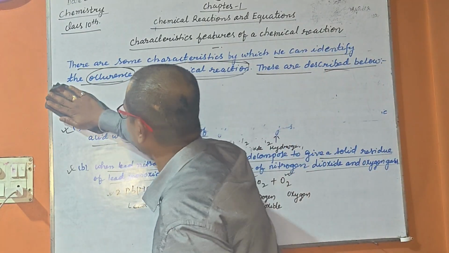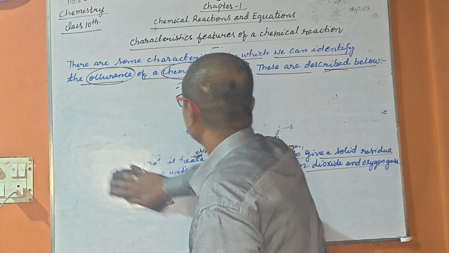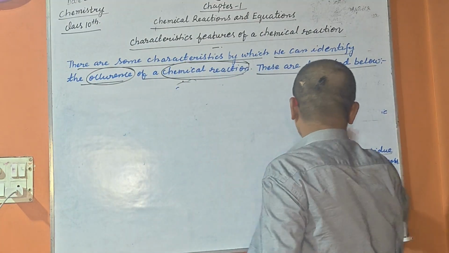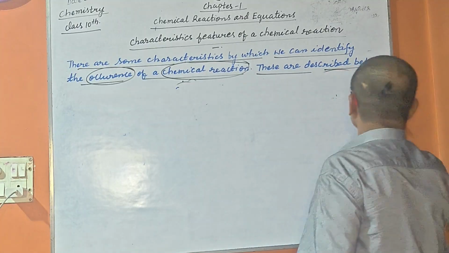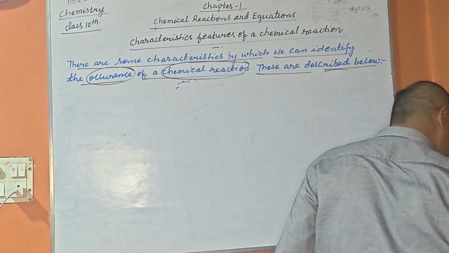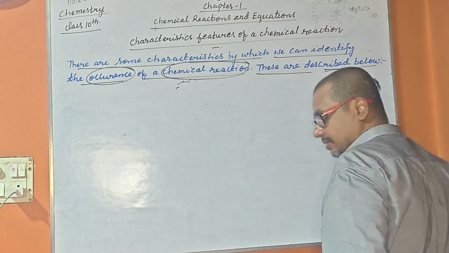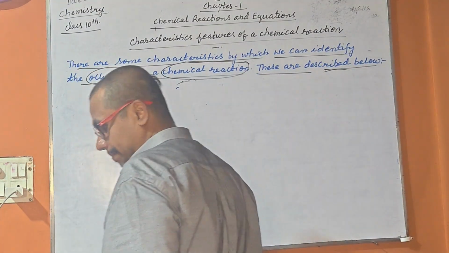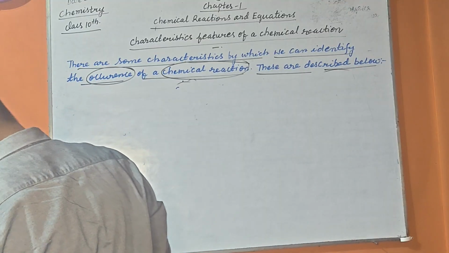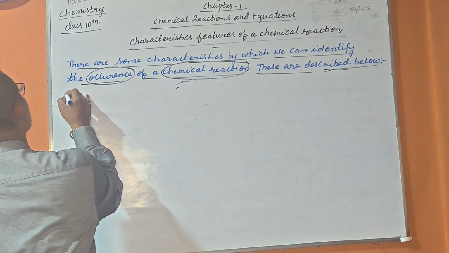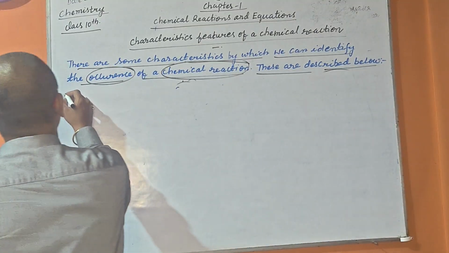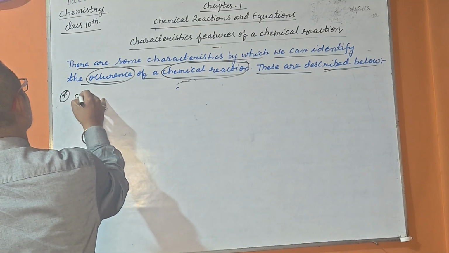Now we discuss characteristic feature number 4 of a chemical reaction, which is the change in temperature.